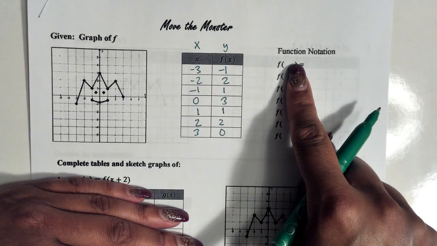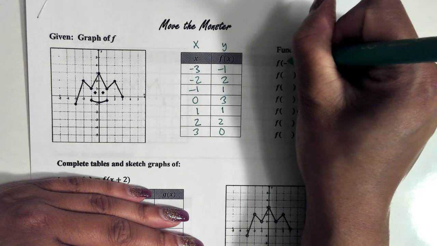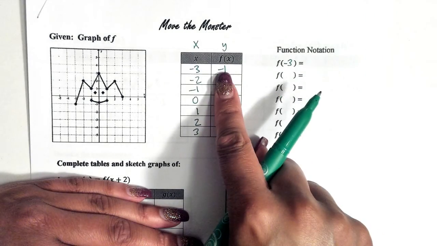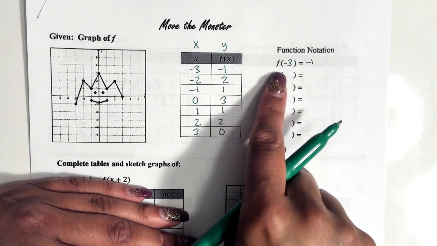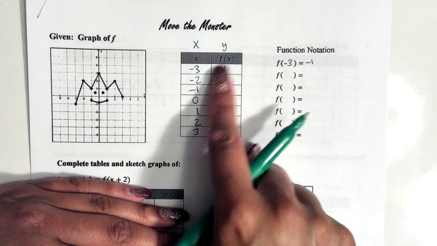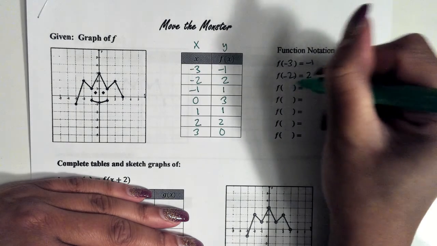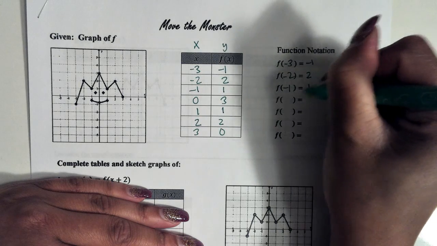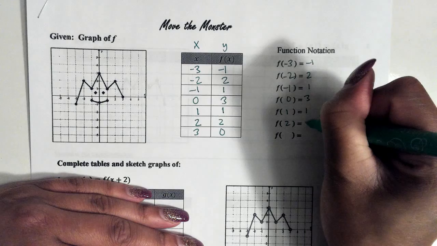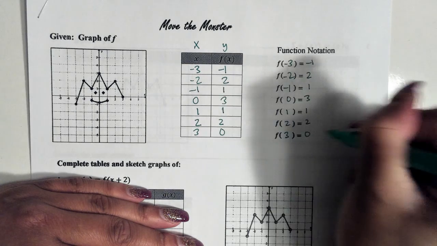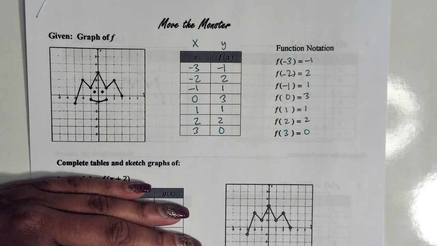Then we'll put it in function notation. So that means when f of -3, we get a -1. Now we're just using function notation to plot these points. So f of -2 gives us 2, and so on and so forth. So there is our function notation based on the table.